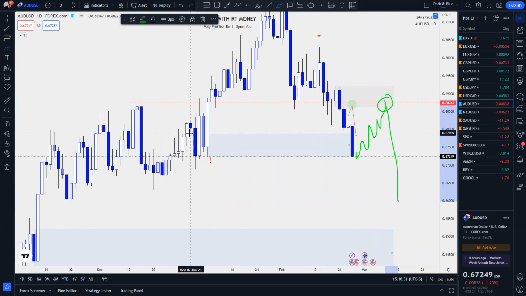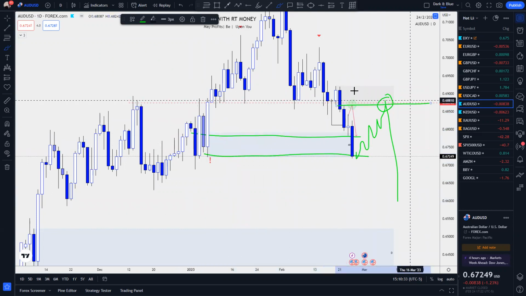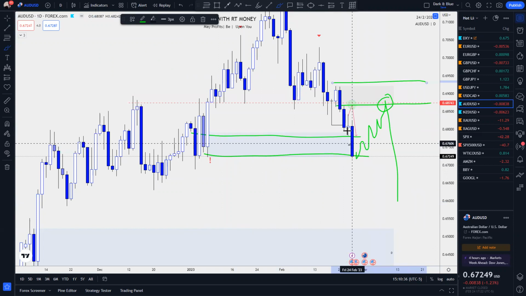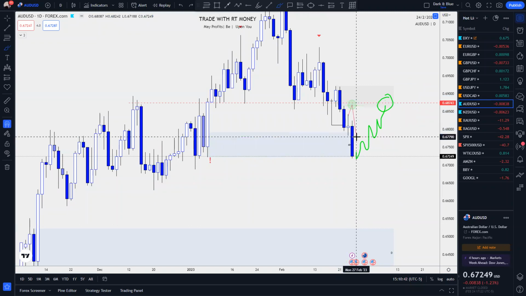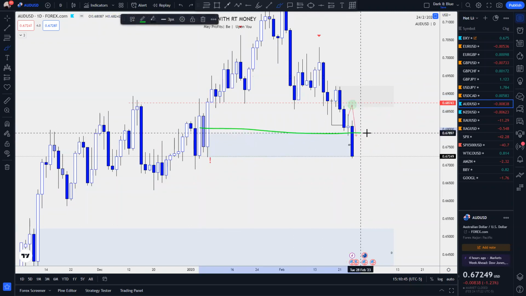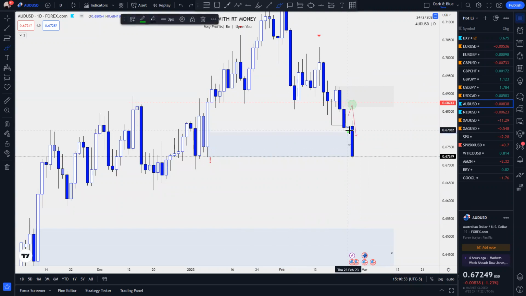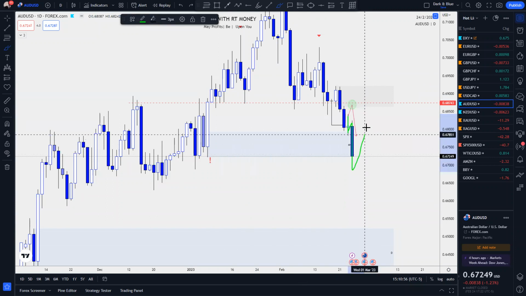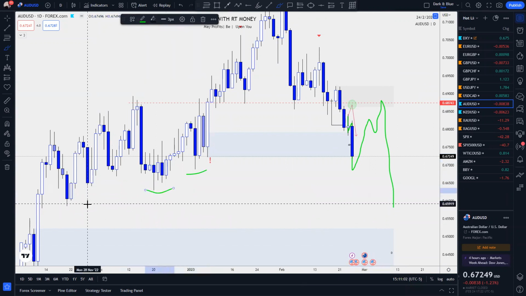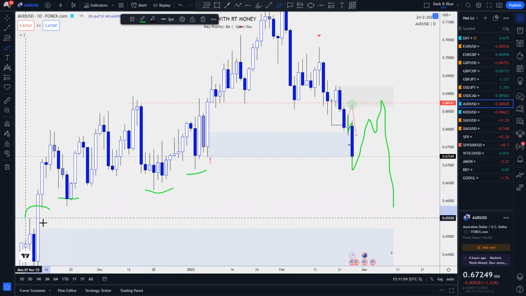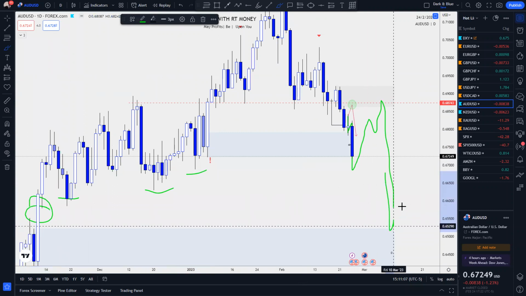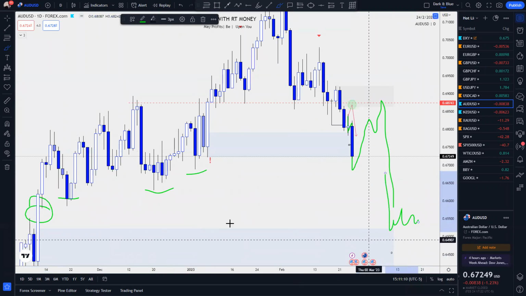Because this is a flip zone, a demand to supply flip. You look for price to give a reaction to the demand zone, which it did here with this candle, that doji. It came back up, pulled back. I'm looking for price to come back up and then continue down, because I believe these lows are going to be swept into this fair value, and then a mitigation of the demand zone below that.